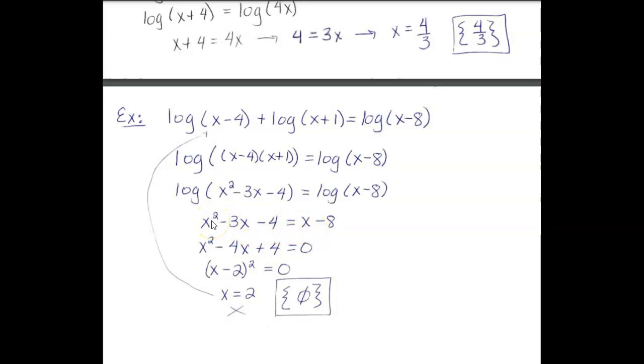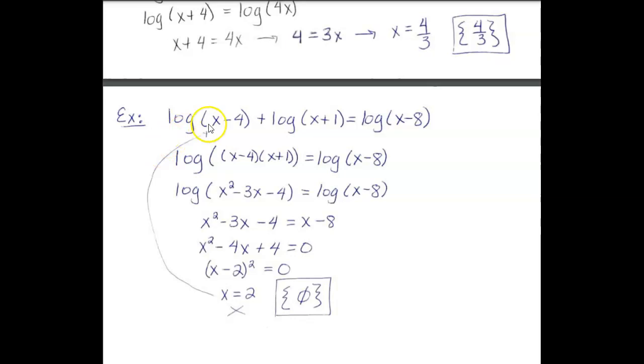Again, it's quadratic, so let's try to push everything to one side and see if we can factor. So if I subtract x, we get x squared, 3x minus x is minus 4x, and adding the 8 over, -4 plus 8 is 4, and then it would equal 0. This expression factors into x minus 2 times x minus 2, or x minus 2 squared. So setting that to 0 gives me the solution of x equals 2.